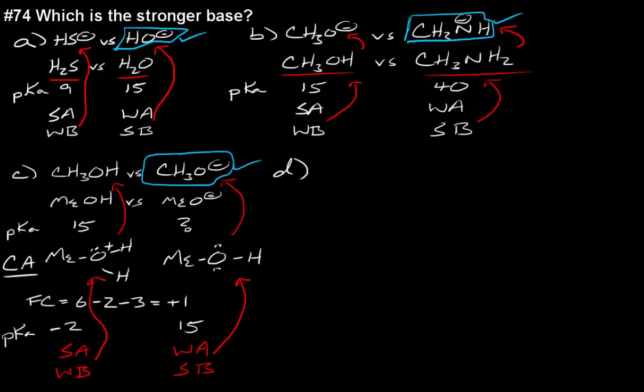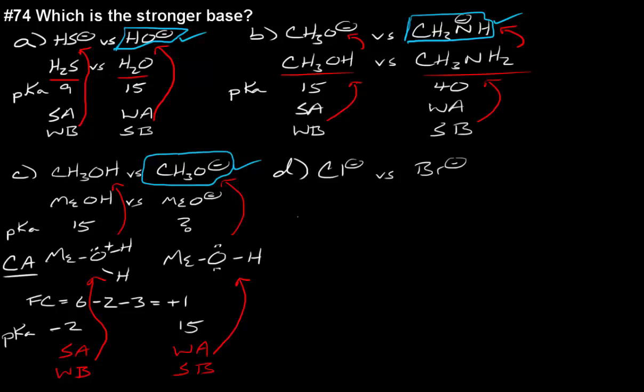Alright. So the last problem we're going to do for number 74, which is the stronger base, is part D. Again, what we're going to do is compare Cl minus versus Br minus. The question still is, which is the stronger base? And again, you can either compare pKb to talk about strength of a base, or you can talk about pKa. pKa for organic chemistry is the easier way to think about it.